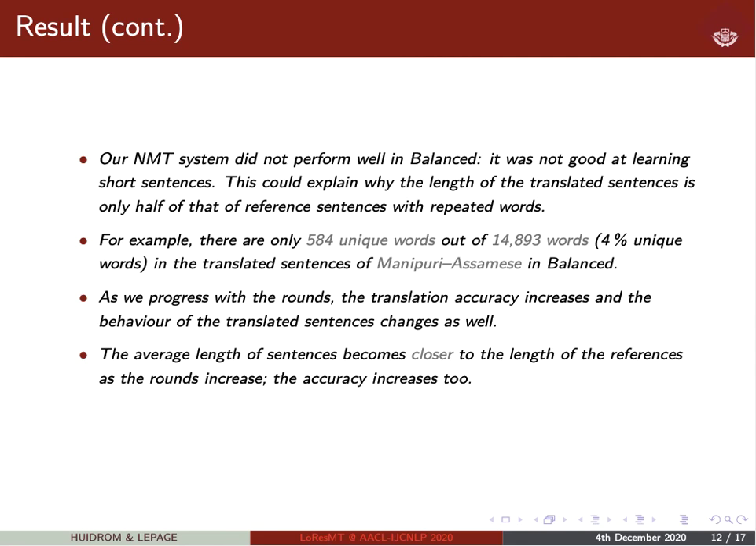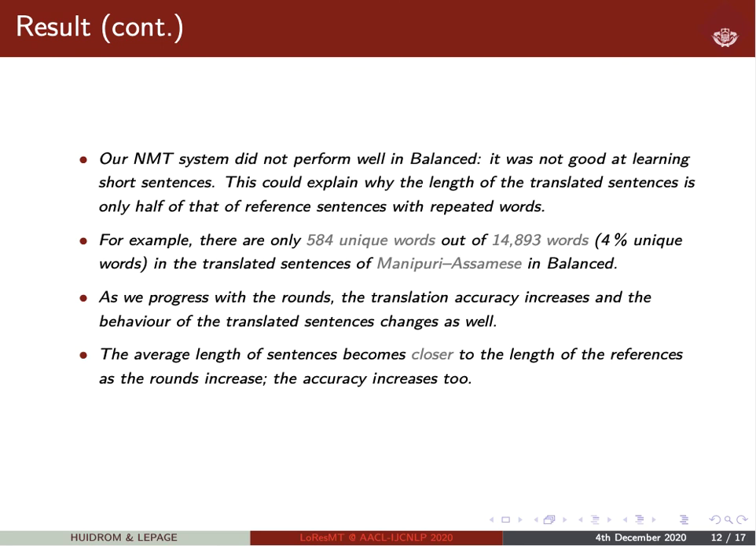Our neural machine translation system did not perform well in balance, as you saw in the table. We could say that it was not good at learning short sentences. This could explain why the length of the translated sentences is only half of that of reference sentences, with repeated words. For example, there are only 584 unique words out of around 15,000 words, which makes up 4% of unique words in the translated sentences of Manipuri to Assamese in balance.